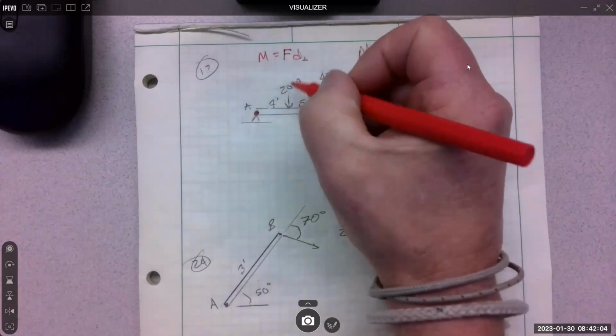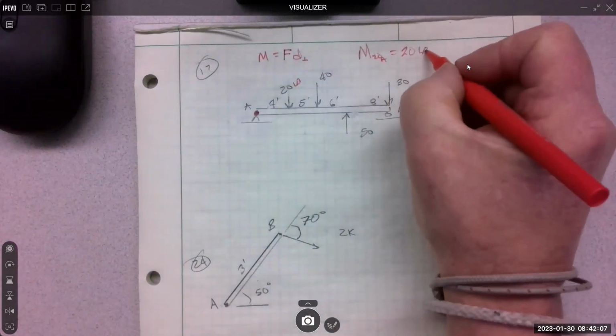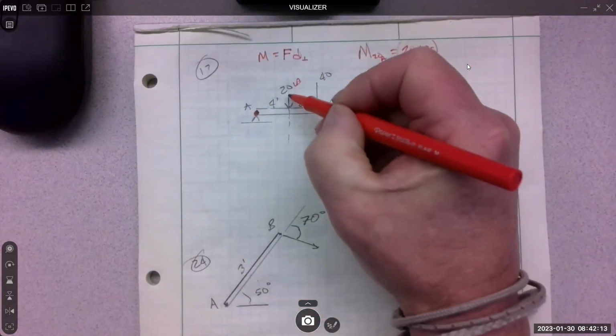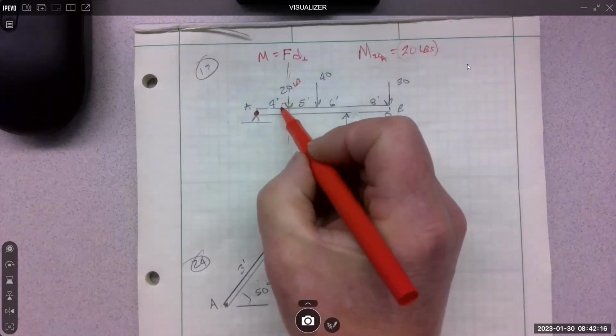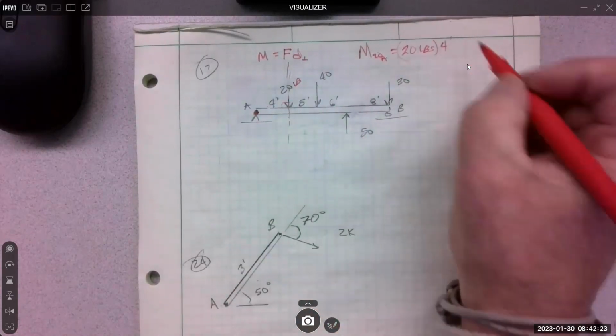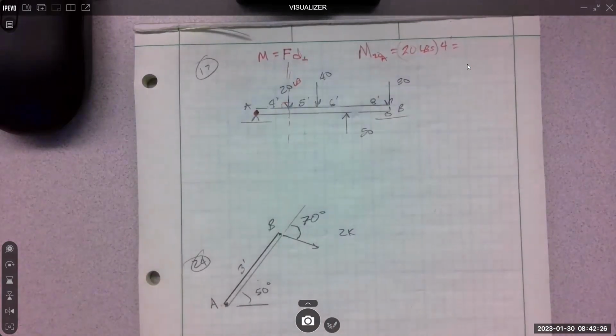Force, what's the force? 20. What's the distance to point A? Yeah, 4 feet. Remember, it's perpendicular distance. So these are super easy, but that does make 90 degrees. So this is perpendicular. It is 4 feet. Force times distance. D stands for distance. But it's a perpendicular distance. And we fortunately have vertical forces and a horizontal surface. So that is perpendicular. If we had a force at an angle like this, then that is not perpendicular. You got more work to do.